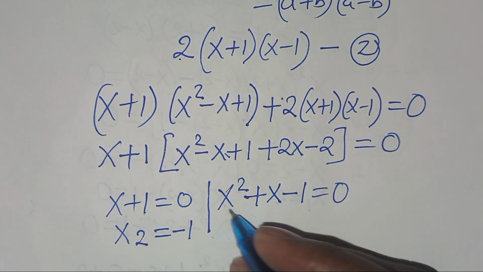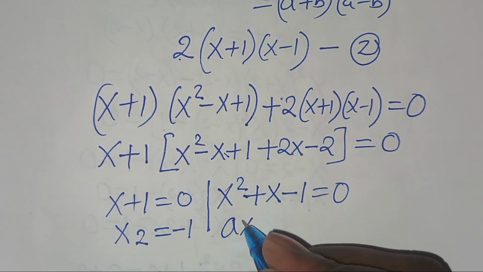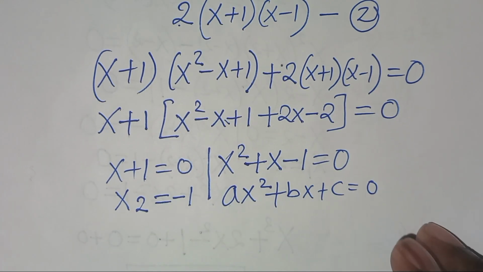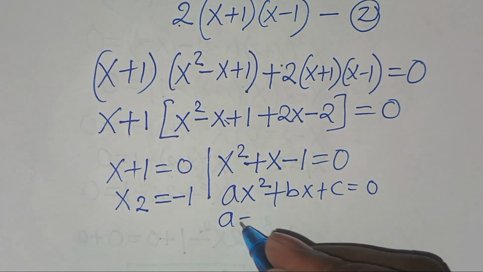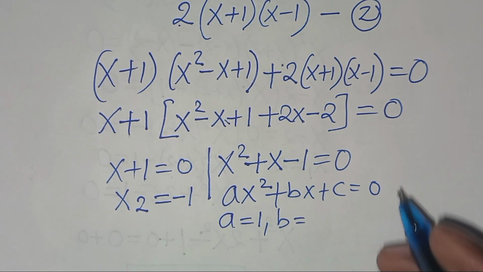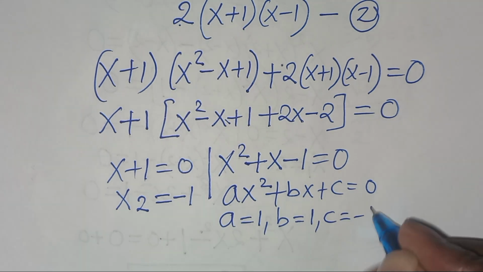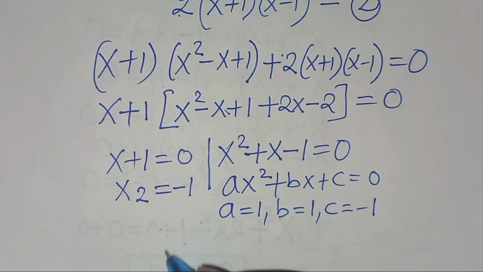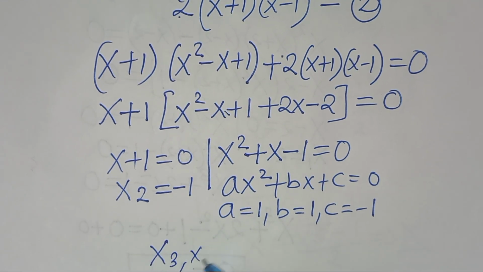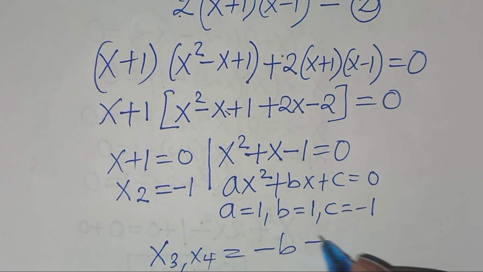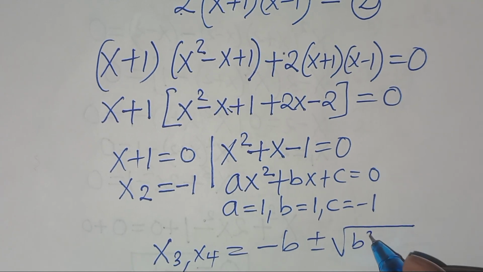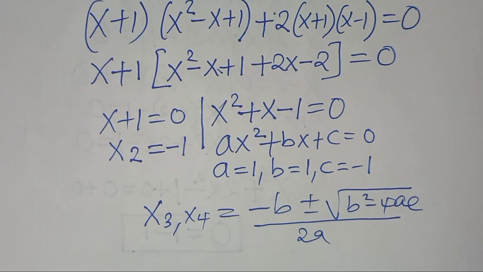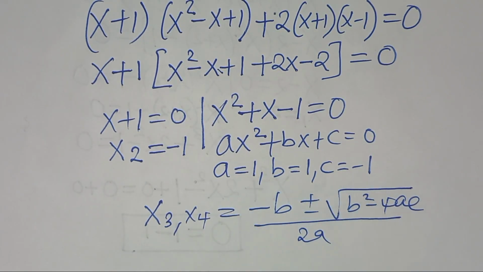And we have a quadratic function here, which is in the form of ax squared plus bx plus c, equal to 0. So this implies that from this quadratic equation, a is equal to 1, b is equal to 1, and c is equal to minus 1. So now from here, we can apply the quadratic formula. So for x3 and x4, which is minus b plus or minus the square root of b squared minus 4 times a times c, divided by 2 times a. So let's substitute the values of a, b, and c.